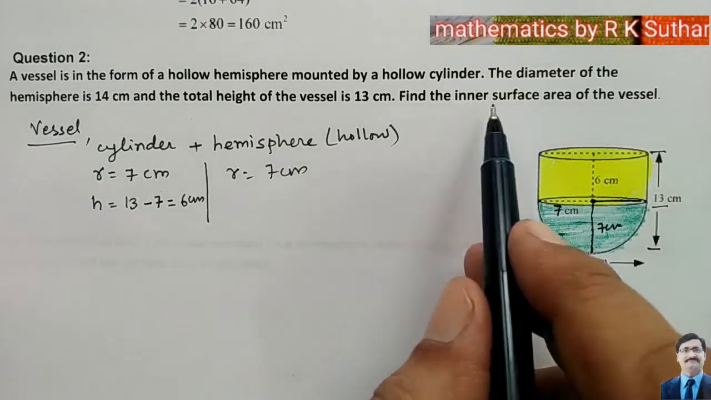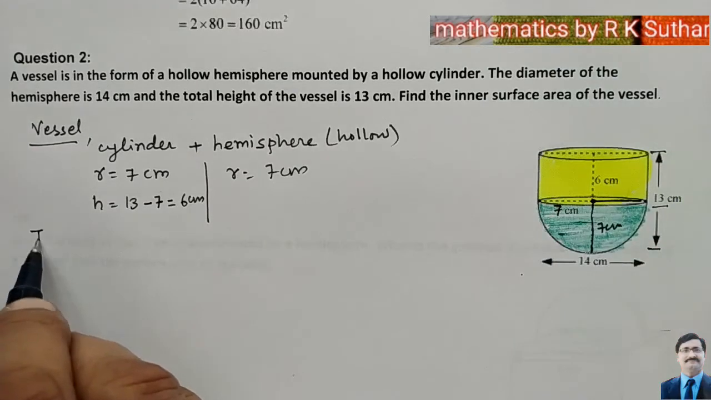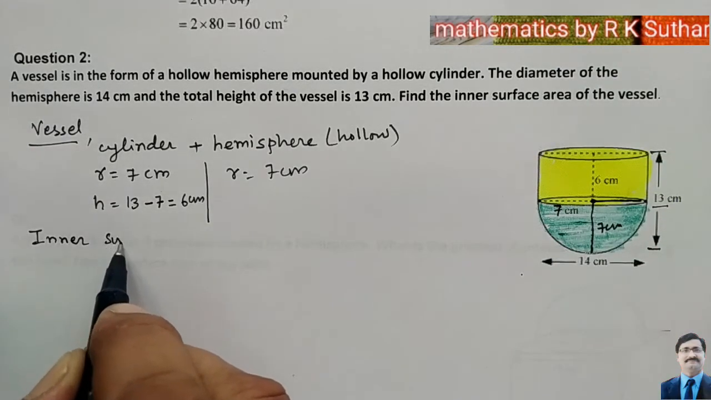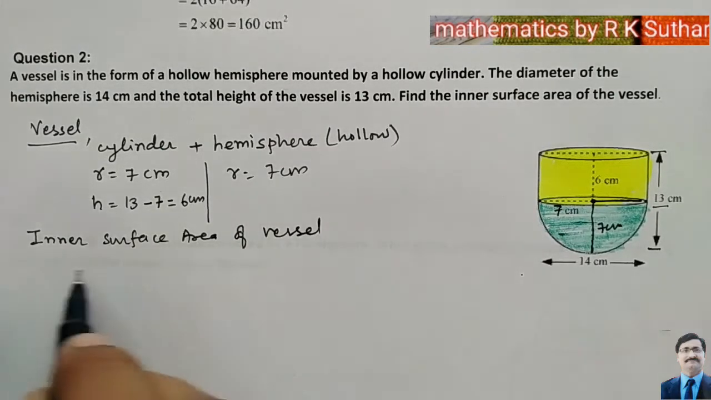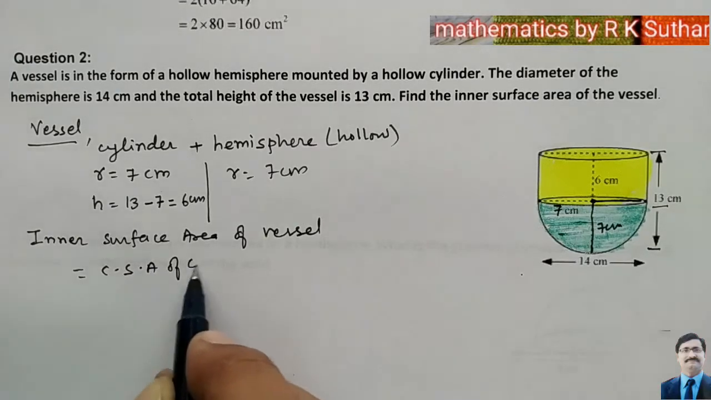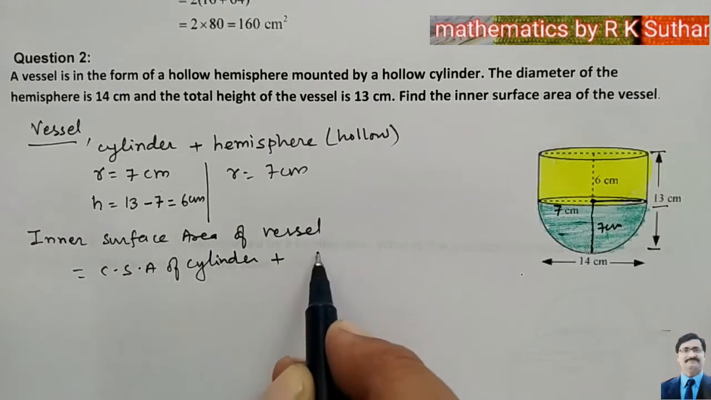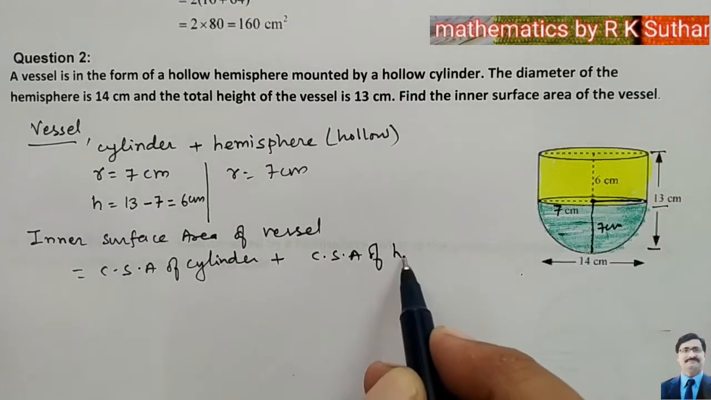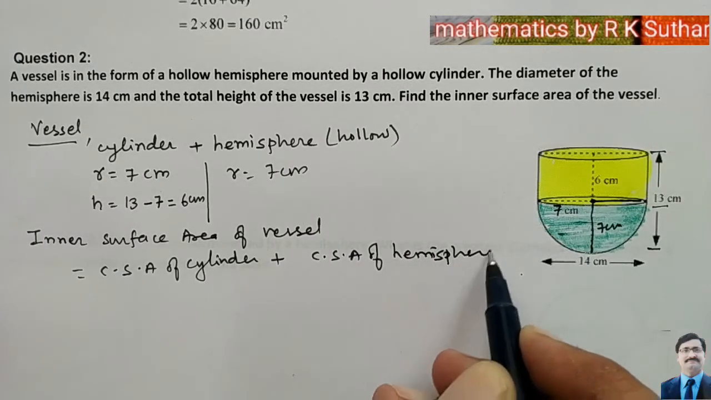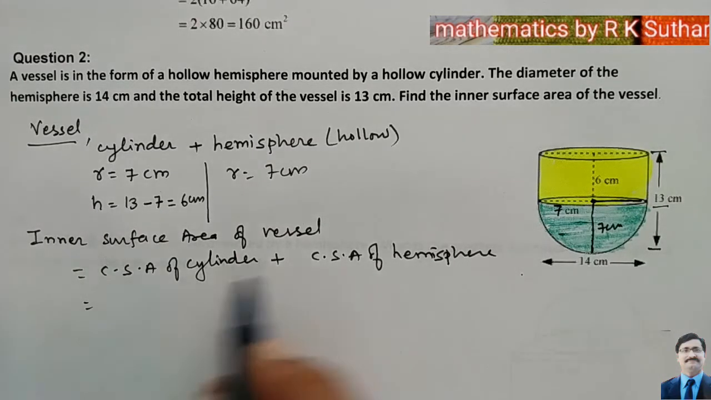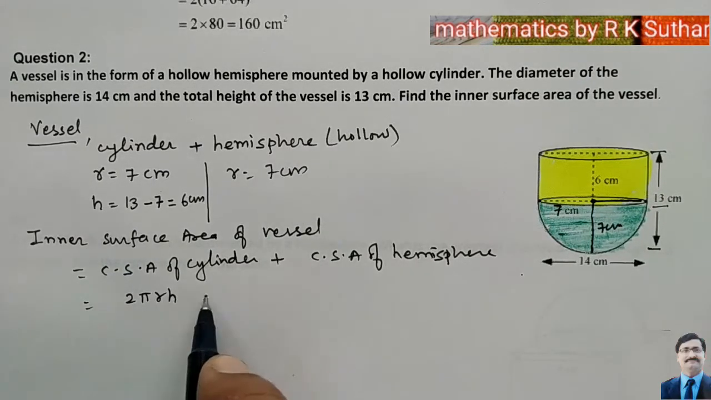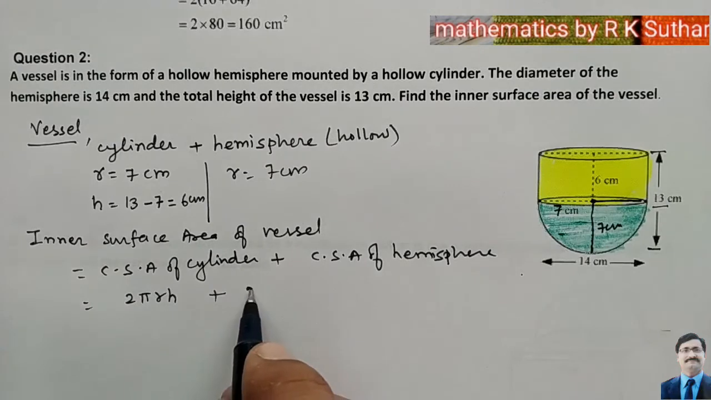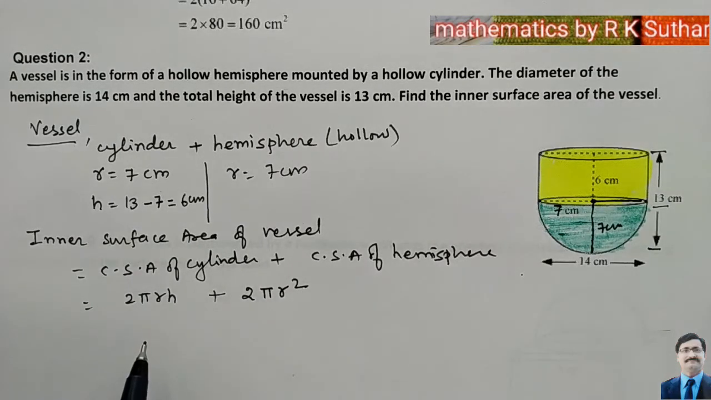Now we have to find the inner surface area of the vessel. So we can write: inner surface area of vessel equals curved surface area of cylinder plus curved surface area of hemisphere. The formula of the curved surface area of a cylinder we know already is 2 pi r h, and the curved surface area of a hemisphere is 2 pi r square.